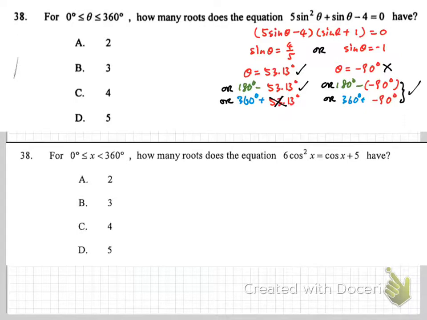So altogether, there are only 3 solutions. All right, the 3 solutions are 53.13, 180 minus 53.13, and also the 270, all right? The others are out of range.